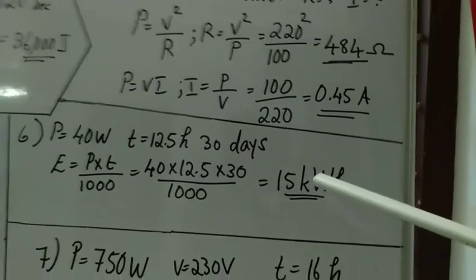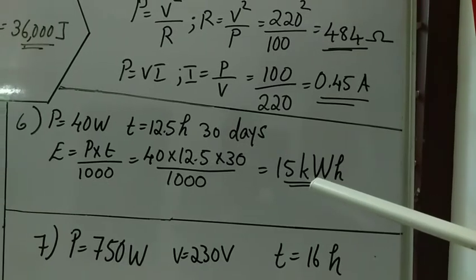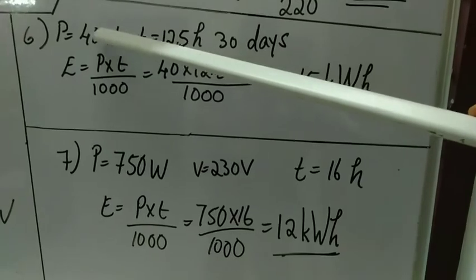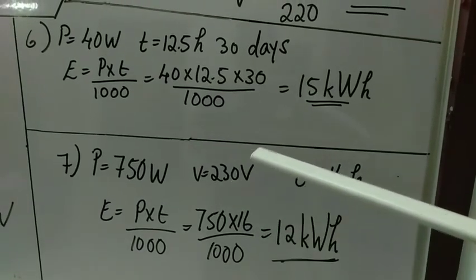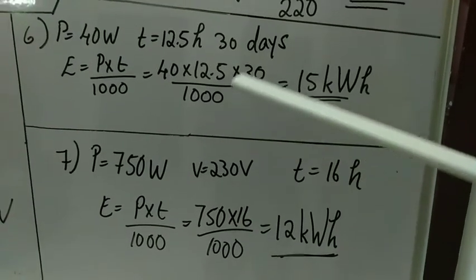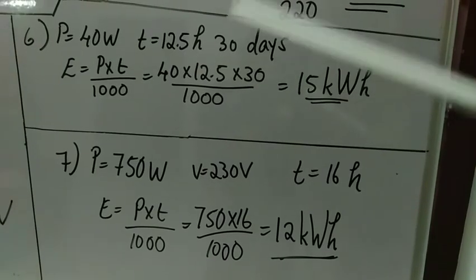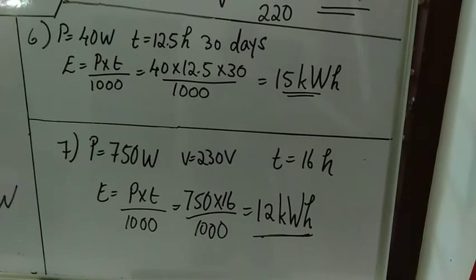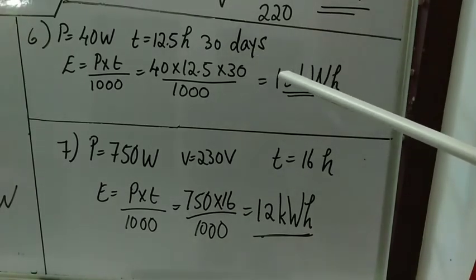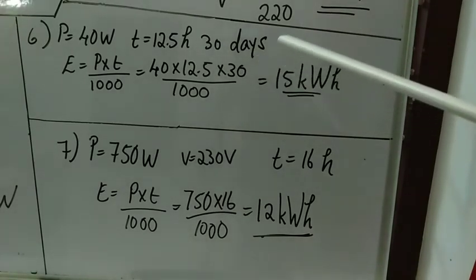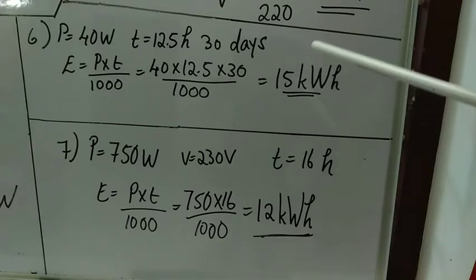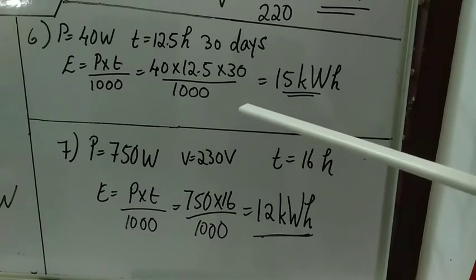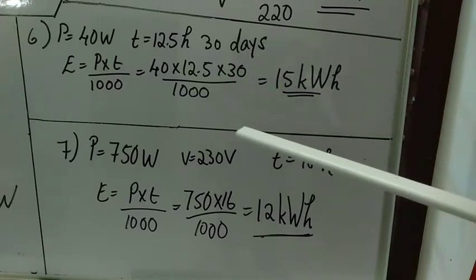Next question number 6. A bulb of power 40 watt. Power of the instrument is given, 40 watt, is used for 12.5 hours each day. So the time is given, 12.5 hours each day for 30 days. So here we are going to the second step of problems. Up to question number 5 we are just calculating power, voltage, resistance. From 6 onwards in the second set we are going to calculate the electrical energy consumed.